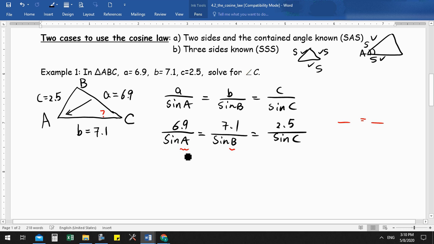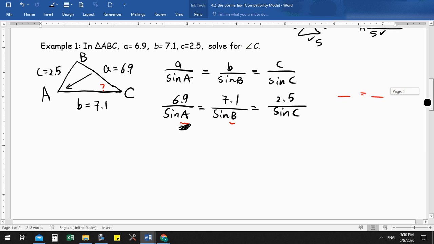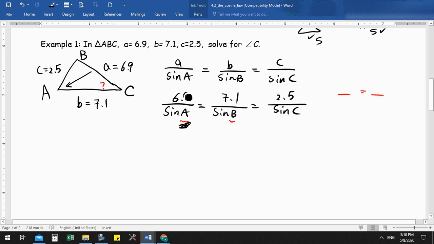So if one angle is given, then we can use sine law, because in this equation, when you cross multiply, you will have one unknown. If no angles are given, then we are not able to use sine law.